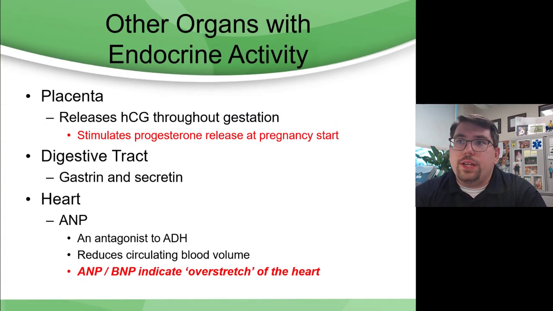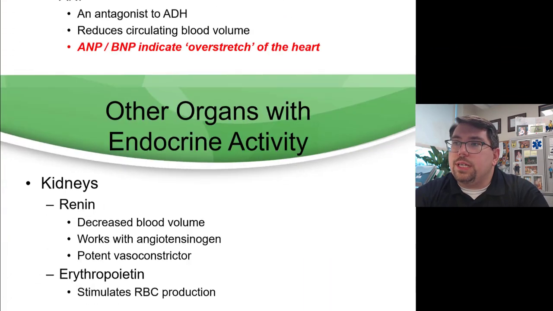Other organs with endocrine activity: the placenta, which we'll talk about a little later in our OB lecture, stimulates progesterone and the release of hormones to maintain the pregnancy. We also have gastrin and secretin, which are released into the digestive tract, and then ANP. ANP is an antagonist to antidiuretic hormone. It reduces circulating blood volume, so ANP actually tells the kidneys to start to dump water. ANP and BNP indicate that there's an overstretching of the heart, right?